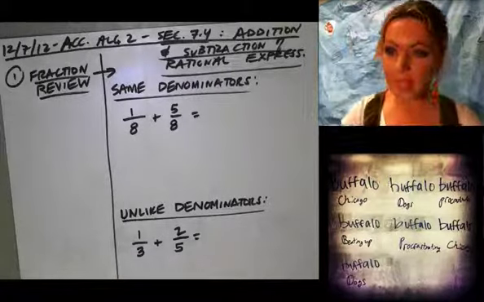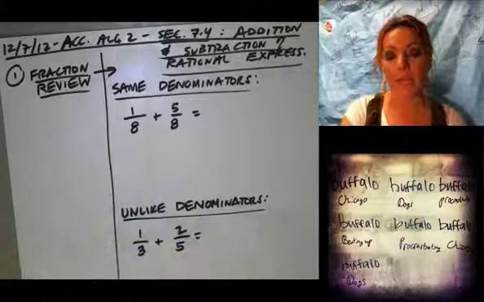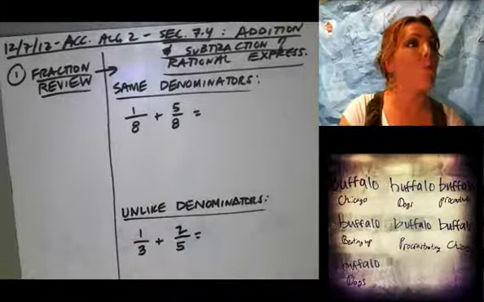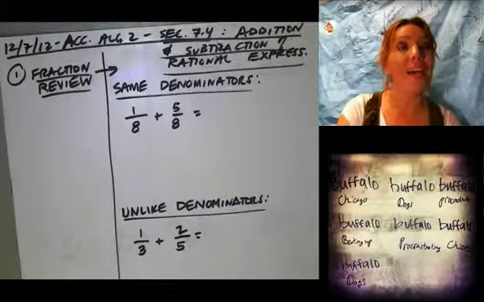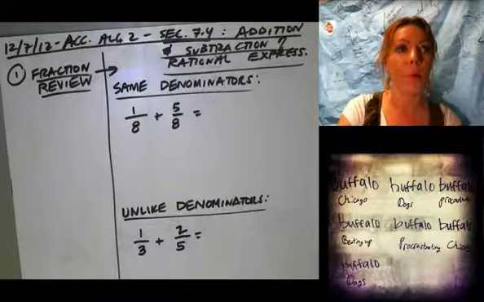Okay, when they have the same denominators, like in this first one, we have 1/8 plus 5/8. How do I add that? That's 6/16, right?